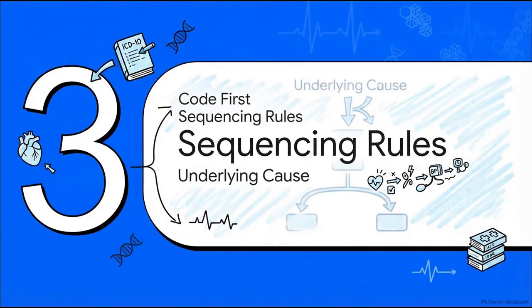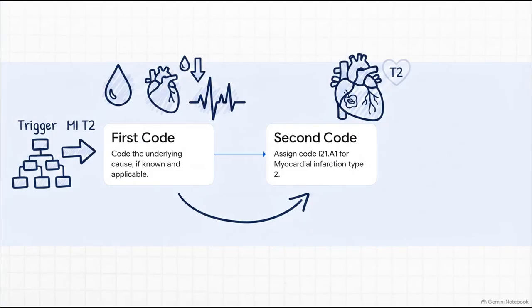Section 3. Code first sequencing rules. Let's build the hierarchy. Building the correct hierarchy is an absolutely crucial workflow step to ensure accurate DRG assignment. The tabular list actually gives us a mandatory code first dynamic. So, step 1, you must sequence the underlying clinical trigger, the etiology, in the primary diagnostic spot. If the mismatch was caused by anemia, the anemia code comes first. If it was hypotension or maybe paroxysmal tachycardia, that condition takes the lead. Then step 2, you assign code I21.A1 for the type 2 myocardial infarction as the secondary diagnosis. Basically, the cause leads and the heart damage follows.